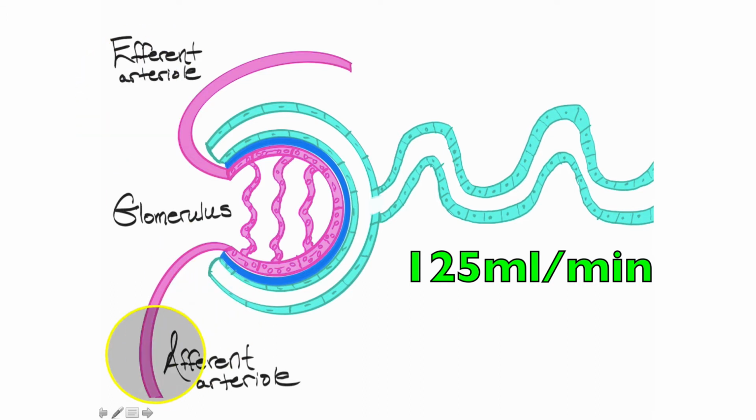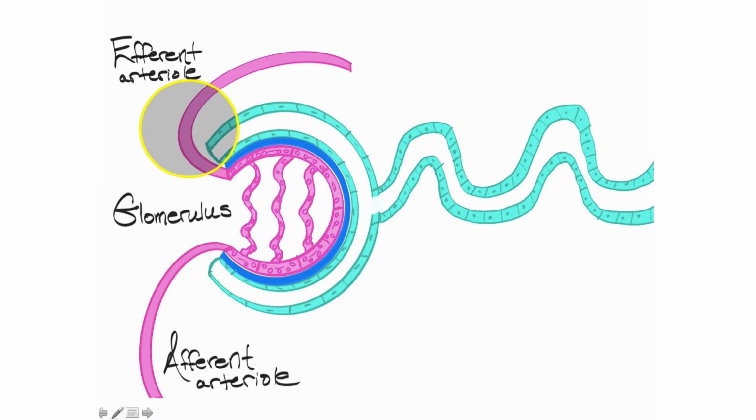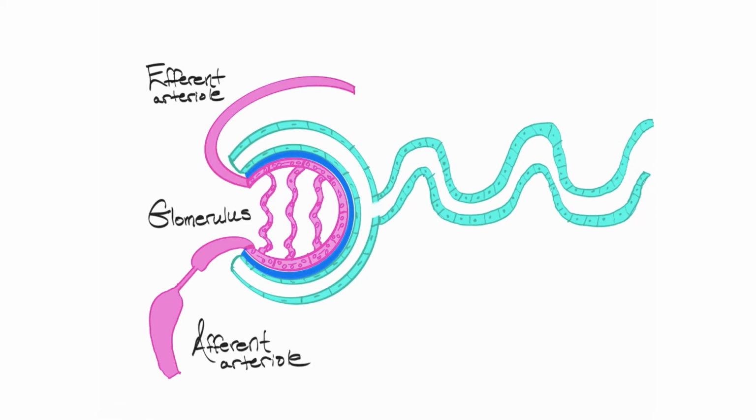So by adjusting or manipulating the size of the afferent or efferent arterioles, the body can dictate how much blood volume is moving into the glomerulus. And as a result, that volume is going to be directly related to pressure and then GFR. So let's take a look at this.